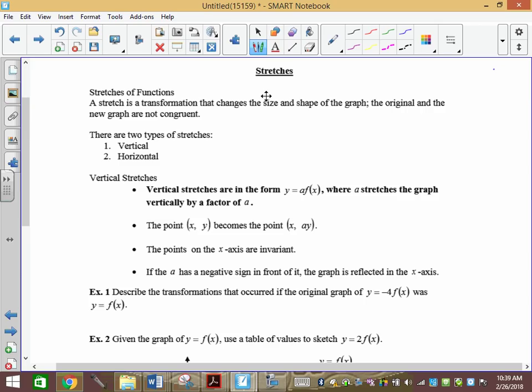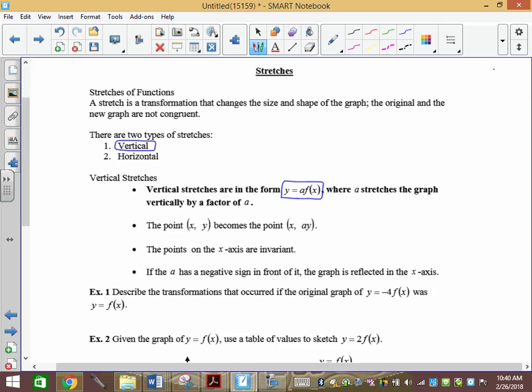Vertical, which we did last year. A vertical stretch is when it affects the y, so on the outside, right? So vertical translations are outside, not in the brackets. Vertical stretches are outside. Horizontal translations are with the x. Horizontal stretches are with the x. So horizontal stays the same, vertical stays the same, which is nice. If it's in the bracket with the x, it's a horizontal stretch or a horizontal translation. So vertical stretches are this form: y equals a f of x.